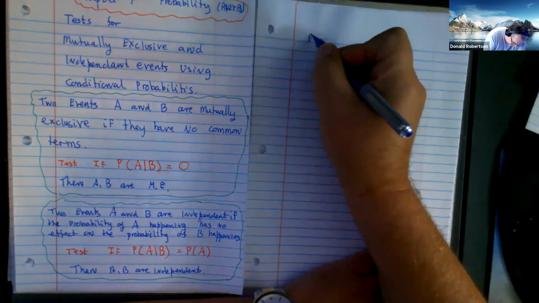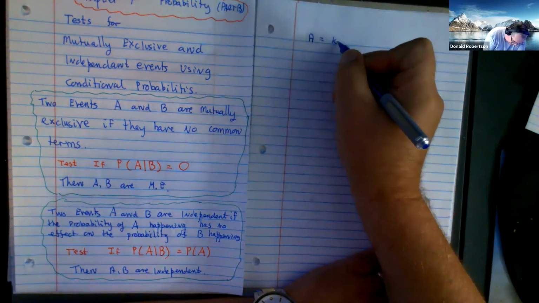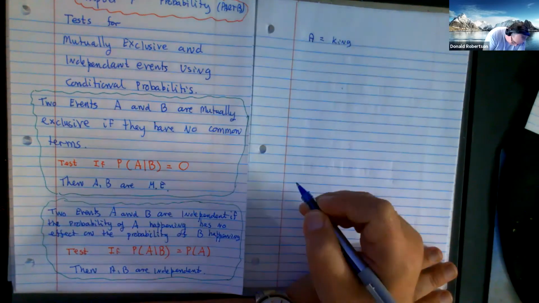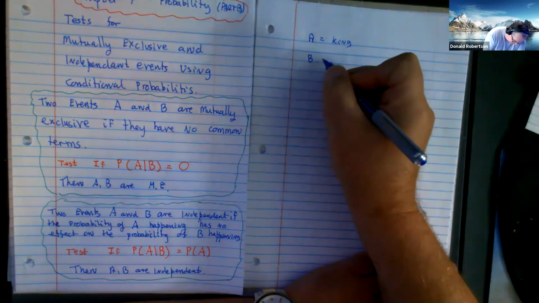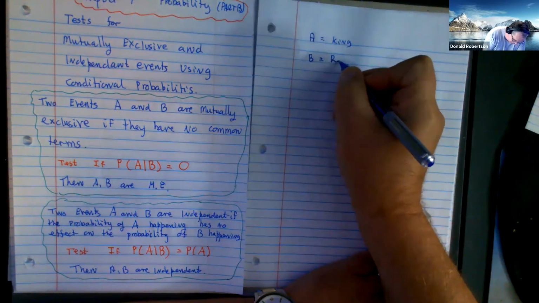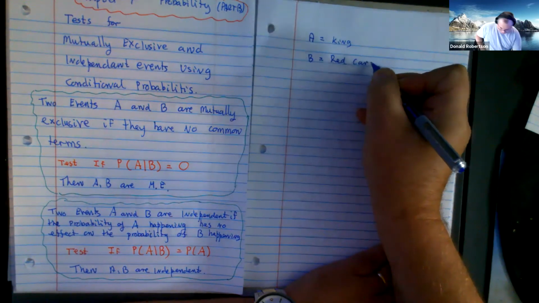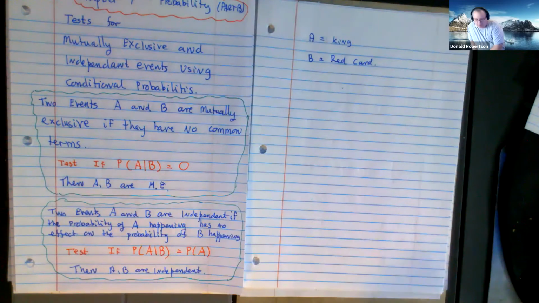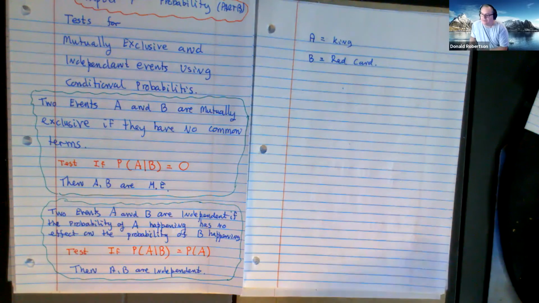Let A be a king and B a red card. Now, if you went and said, are those two probabilities, right? The probability of getting a king and the probability of getting a red card, are those two events independent? Well, you might falsely think, well, they're from the same deck of cards. One's going to affect the other. Let's find out if they do.